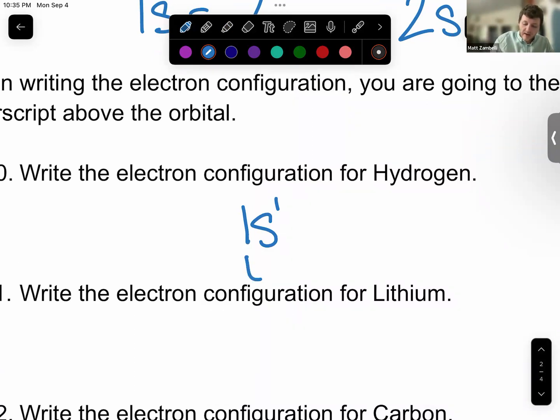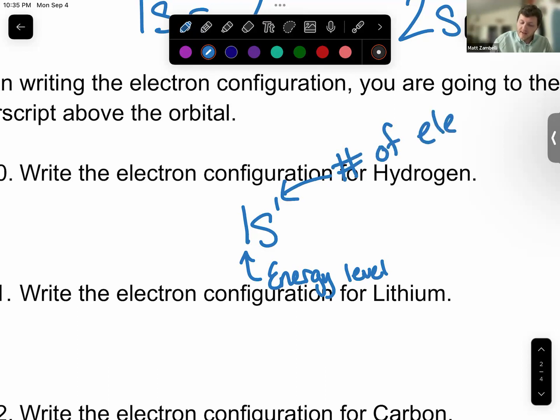This one being the energy level. This one being our number of electrons. And that one being the orbital.